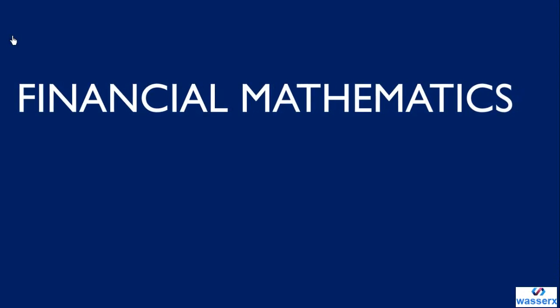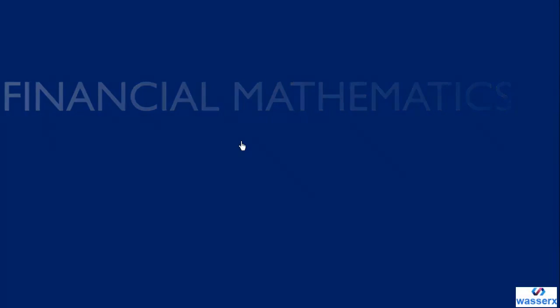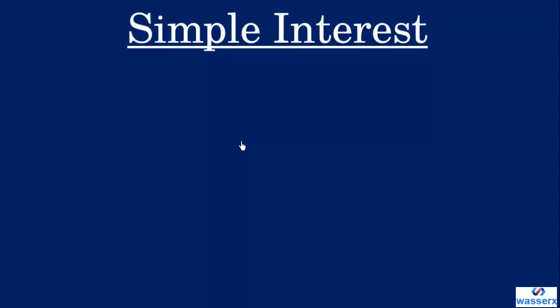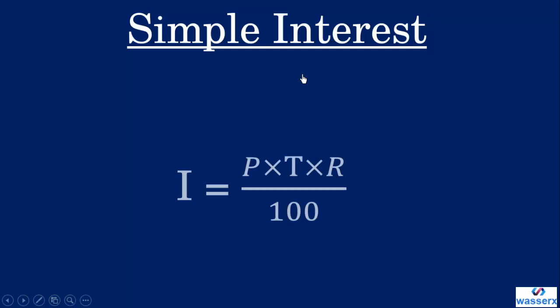Financial mathematics, also known as business maths. So we are going to consider some terms in business. The simple interest. When you borrow money from the bank, they use the formula I equal P times T times R over 100 to calculate the interest on the loan. That is the simple interest.